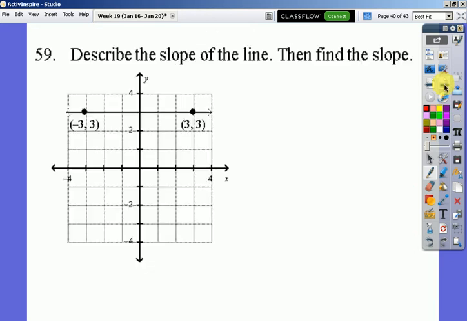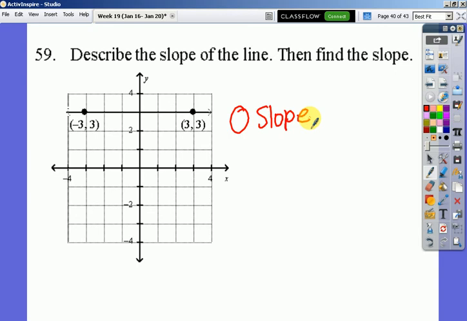This should be pretty easy. What's the slope of that line? Yeah, it's 0. Describe the slope. 0. Okay, not no slope, not undefined, 0 slope. 0 is a placeholder. So 0 slope. And that is both our slope and a description of it.